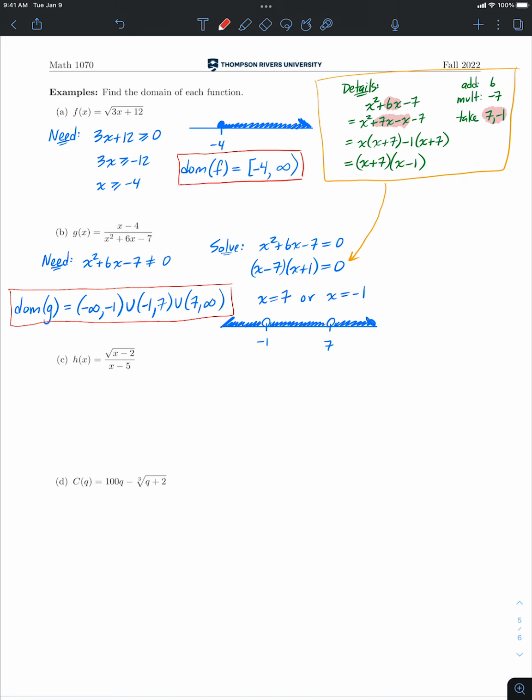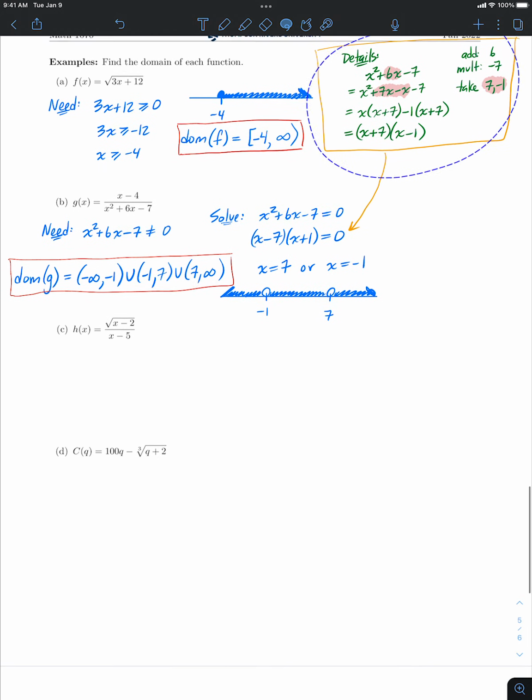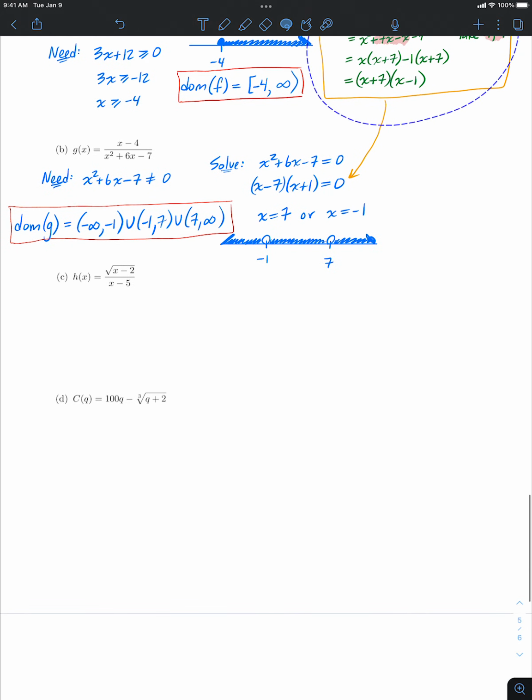Great, so we got another one under our belt. So that also gave you a reminder on how to solve a quadratic equation if it factors. Sometimes this method won't work, but if it does factor, this is a reminder on how to factor. Okay, next one, h. We've got a function h defined by this rule. H of x is the square root of x minus 2, all of that divided by x minus 5.